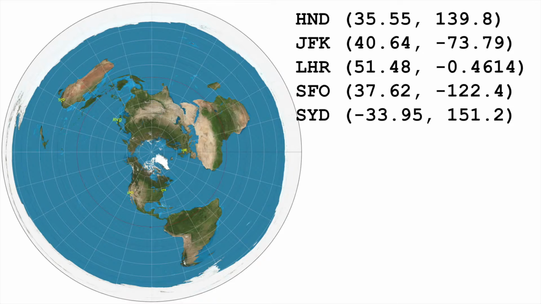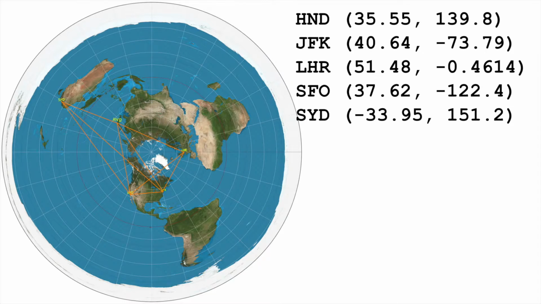Now let's draw some lines in. I started with Tokyo Airport and drew lines to the other 4 airports. And then I connected the rest of the airports. So we've got some nice triangles going on here.